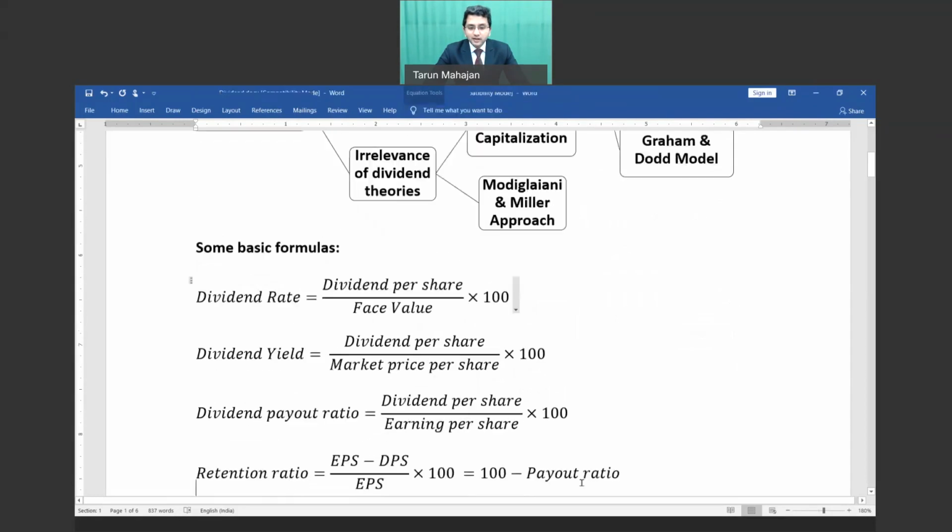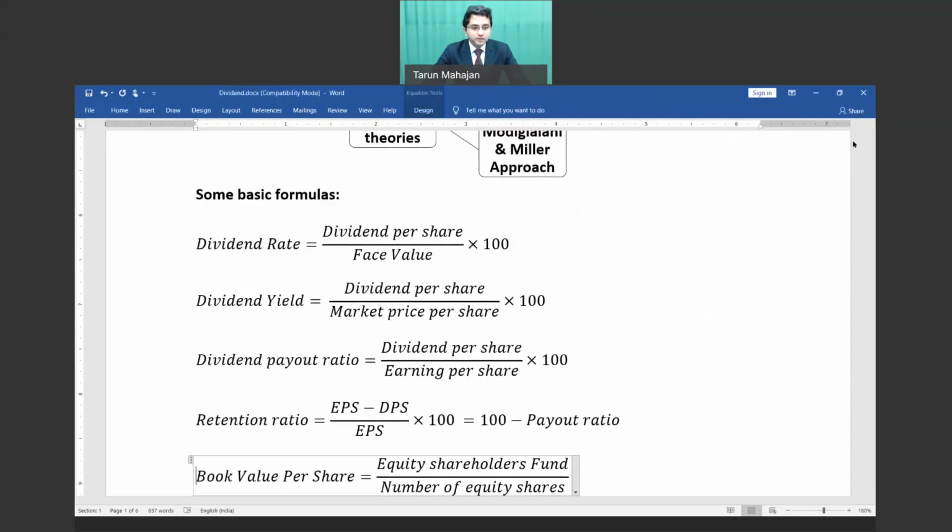So before you study any of the approaches, you need to know some basic formulas.